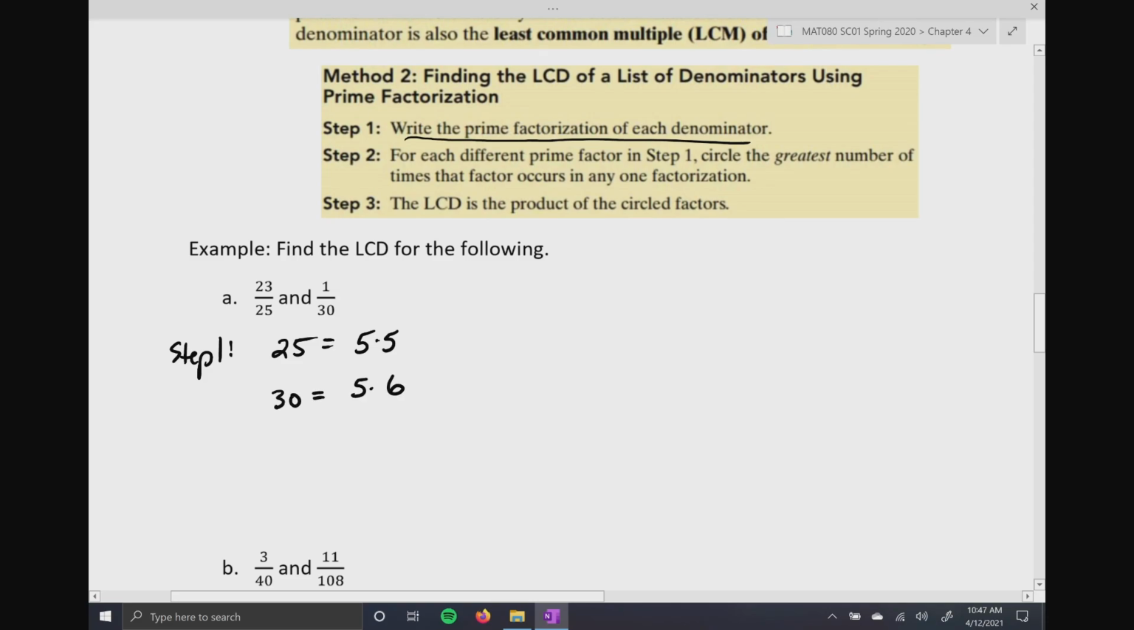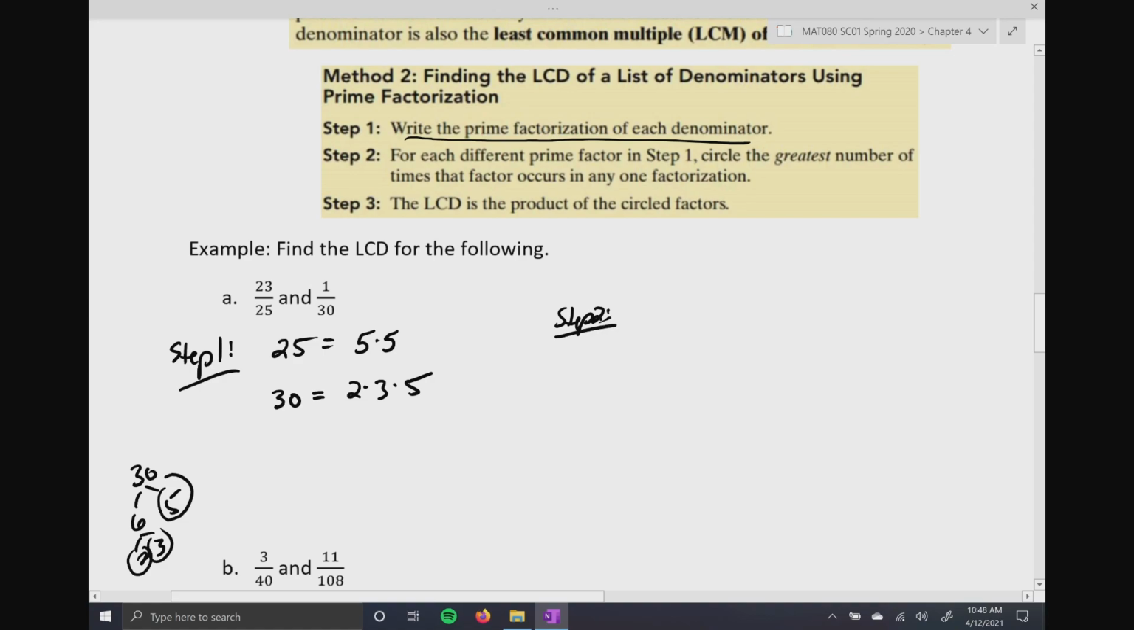There we go. Much better. I was wondering why when I looked at that it didn't make sense. So step 1, you're writing the prime factorizations of each denominator. So the prime factorization of 25 is 5 times 5. The prime factorization of 30. So if you need to, remember, write out your tree and then break it down. 30 is 2 times 3 times 5. So there's step 1.